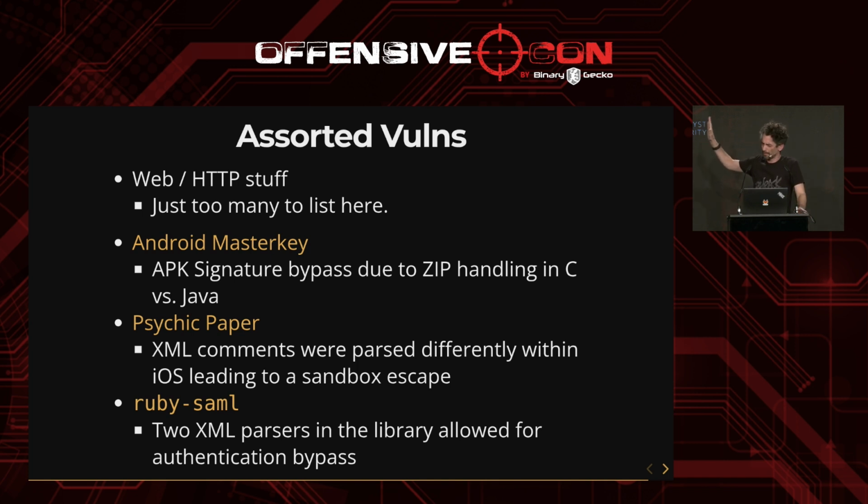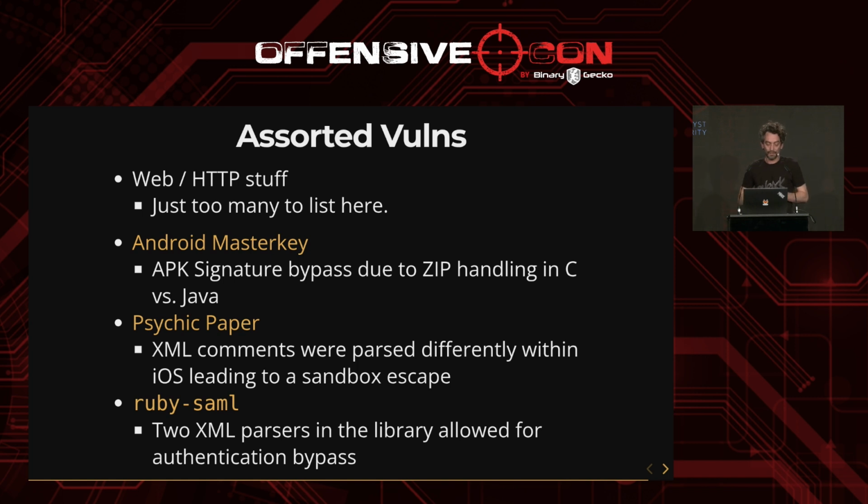Historically, I think that was 2013 or so, the Android master key: there was an APK signature bypass in Android because the zip files were parsed differently in C versus Java. Psychic Paper was an iOS sandbox escape where XML comments were parsed differently within iOS in 2 different or maybe even more parsers.